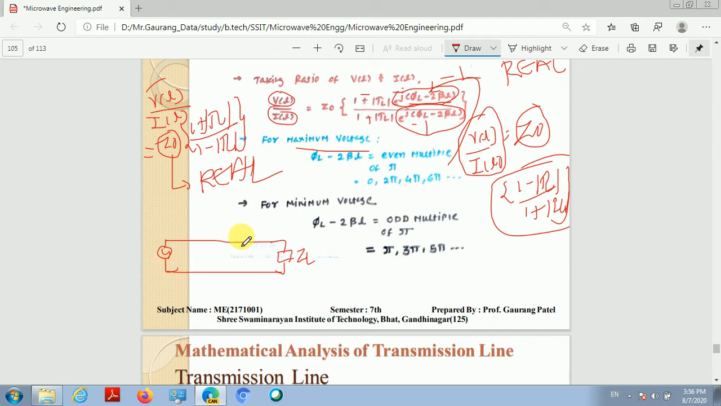Now suppose at this location on the transmission line the voltage is maximum, or we can say that the phase is even multiple of pi. So at that location the impedance measured, that is V of L divided by I of L, is real. At this point where the voltage is maximum, the impedance measured is real irrespective of this load impedance.